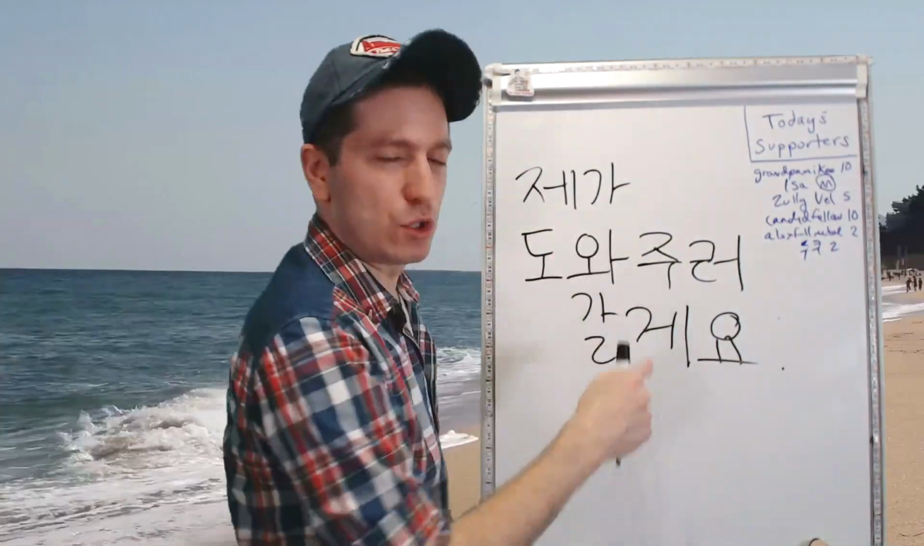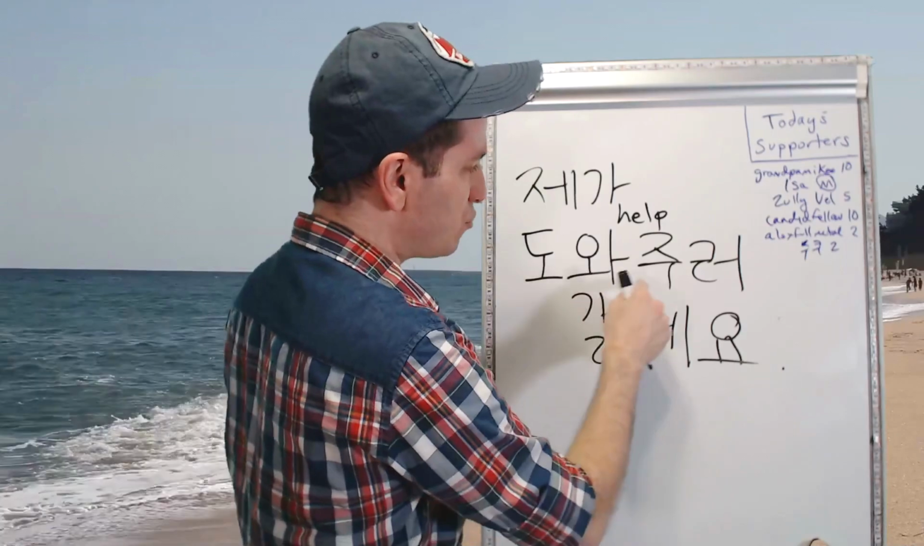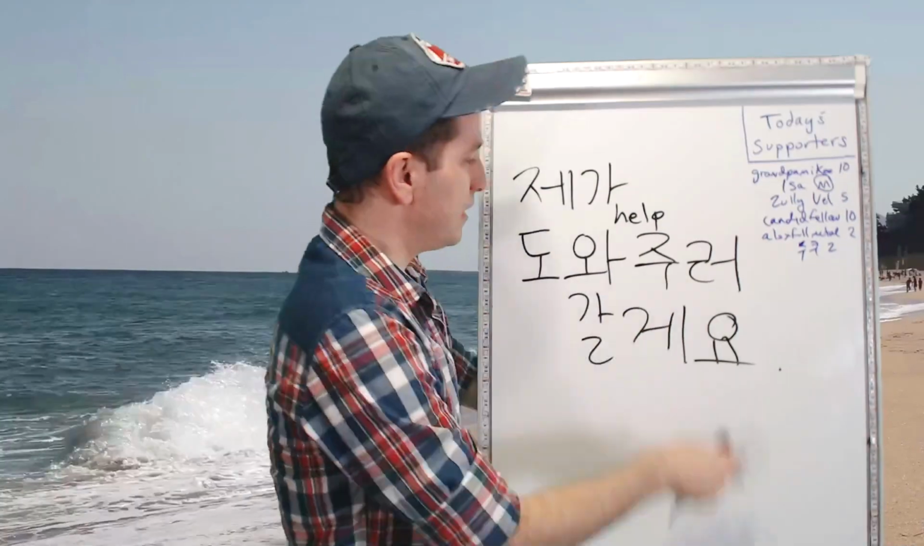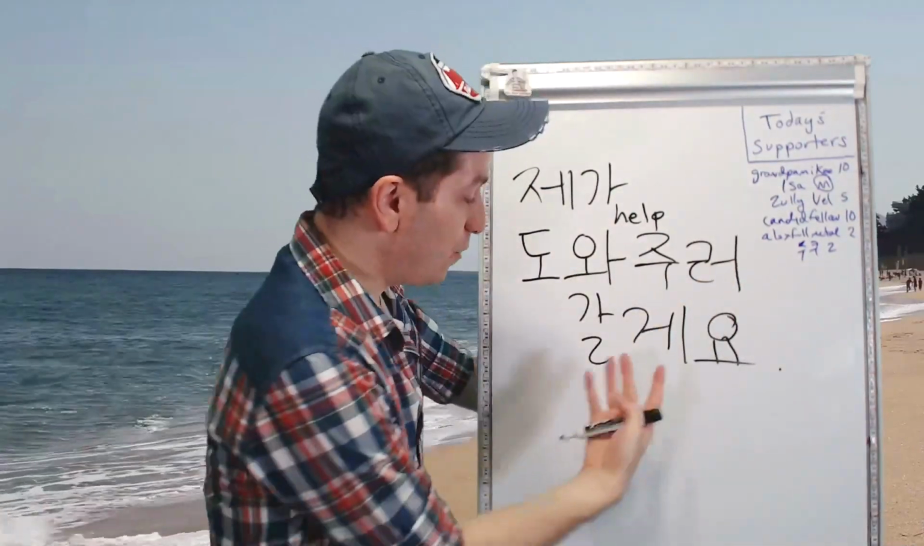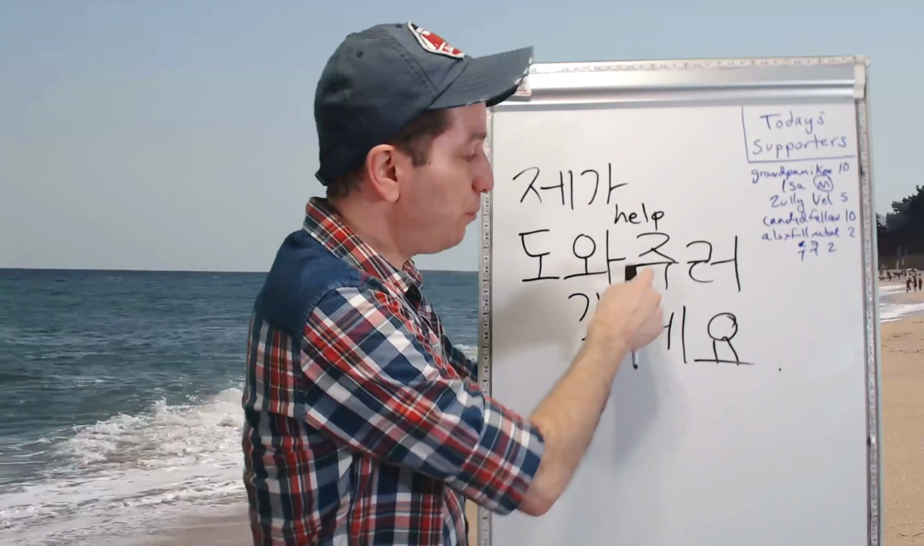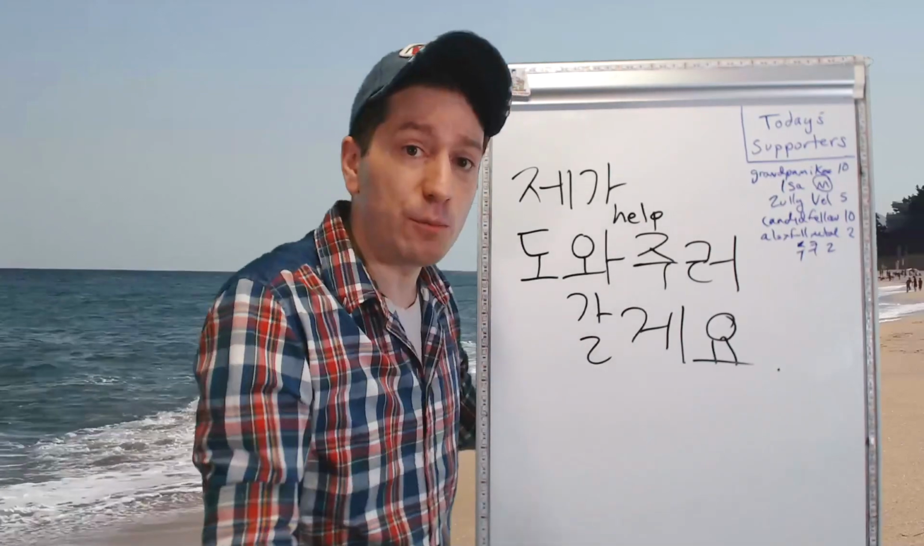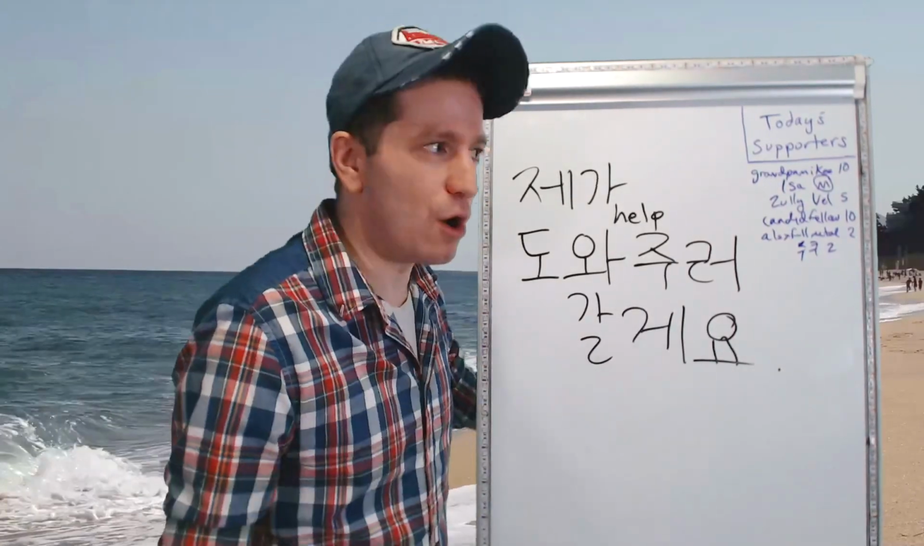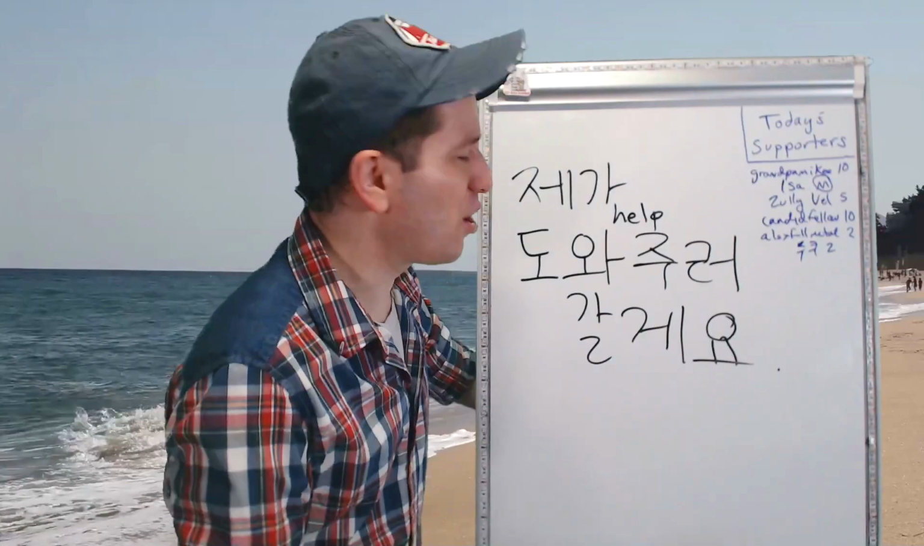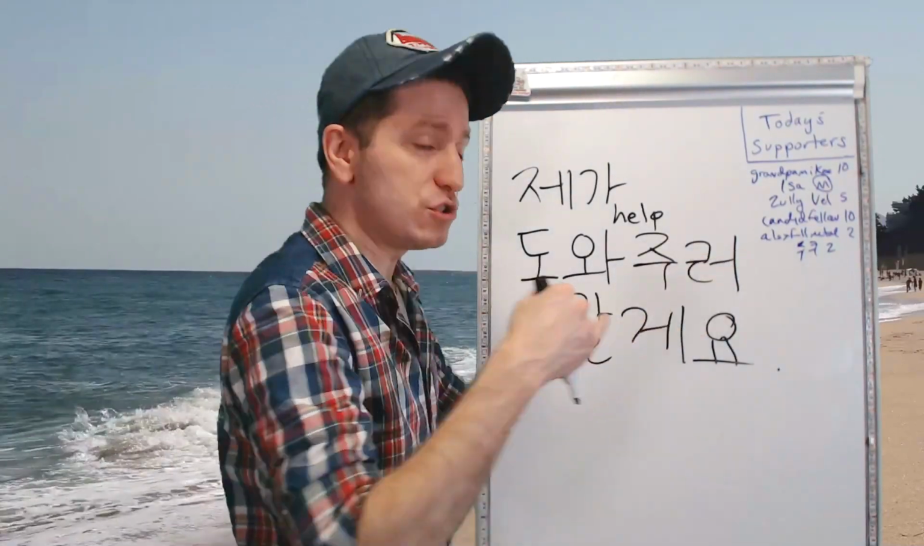제가, I, 도와주다 means to help. 도와주러 갈게요. 제가 도와주러 갈게요. I will go in order to help you. For the purpose of helping you. 제가 도와주러 갈게요. I'll go help you. I will go to help you. I will go for the purpose of helping you. I will go in order to help you.